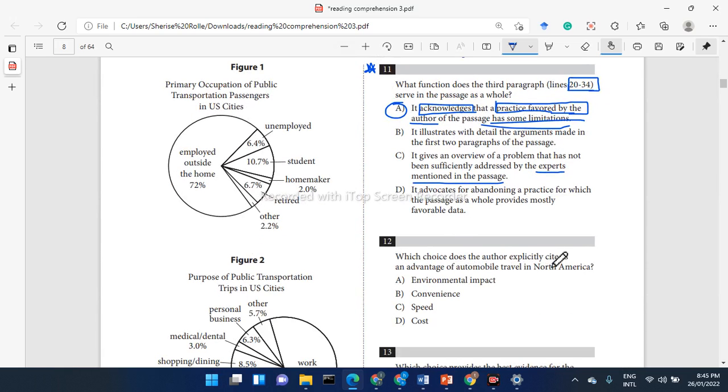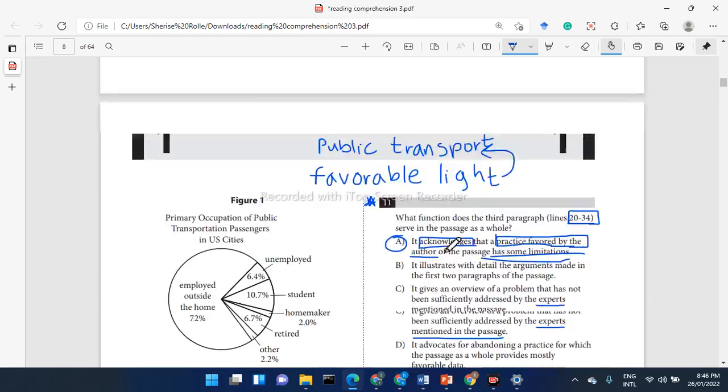Which choice does the author explicitly cite as an advantage of automobile travel in North America? C, speed. I think it's C as well. I also think it's C. All right, let's read lines 32 to 34 and see.